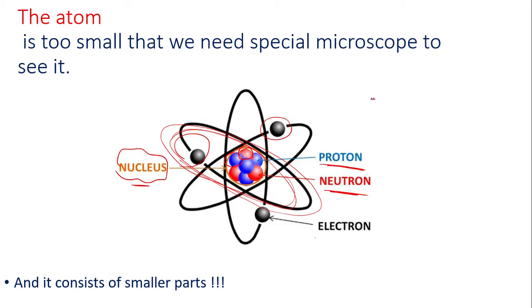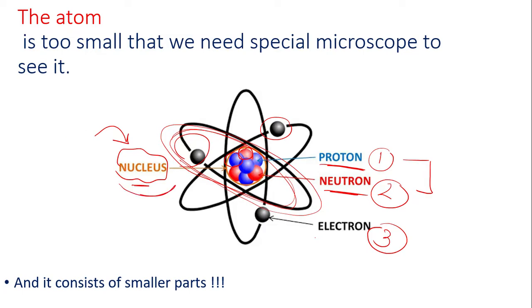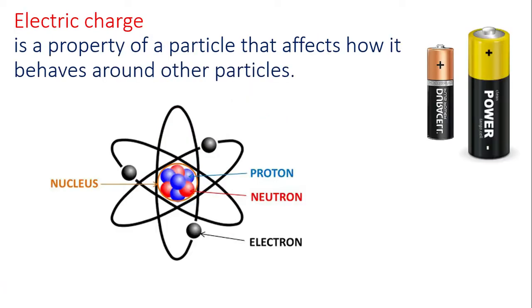So I have three till now. First one, protons. Two, neutrons. And three, electrons. Both protons and neutrons are in the inner region, what we call the nucleus. So let's talk about them more. Each one of them has an electric charge. Electric charge means a property of a particle that affects how it behaves around other particles.